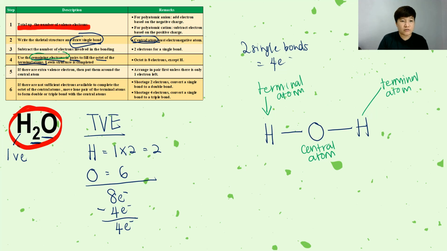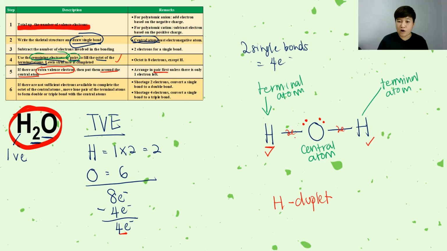Use the remaining electrons in pairs to fill the octet of the terminal atom. But if you look at our terminal atom over here, our terminal atom is hydrogen, and we know that hydrogen only achieves duplet. And we already have 2 electrons. That means this hydrogen is already achieving duplet. Alright, so we are done with the hydrogen. If there are still extra valence electrons, I still have 4 valence electrons, then put them around the central atom. And you are going to arrange them in pairs first. So I have 4 electrons, I will be putting them in the form of pairs. First pair, second pair. Alright?